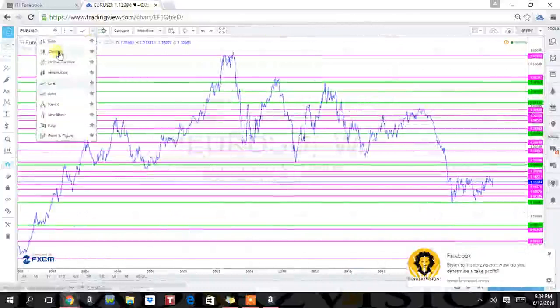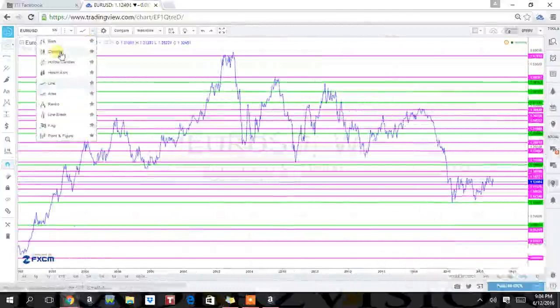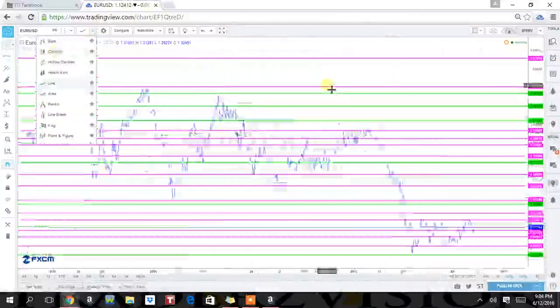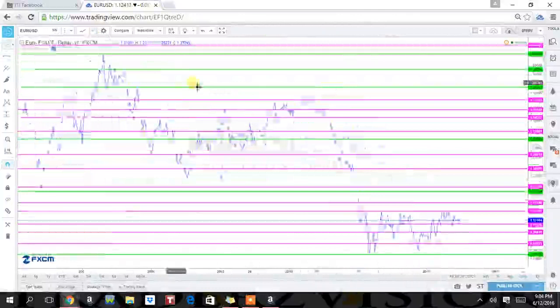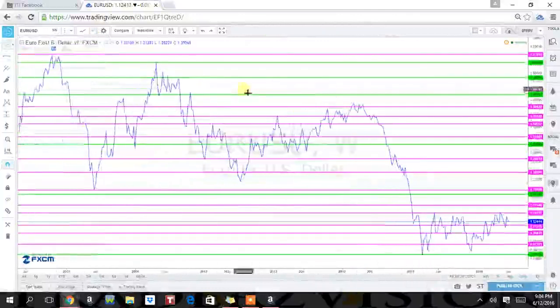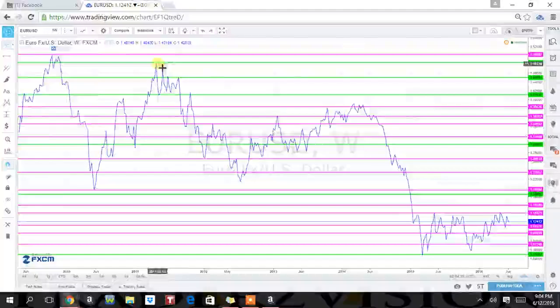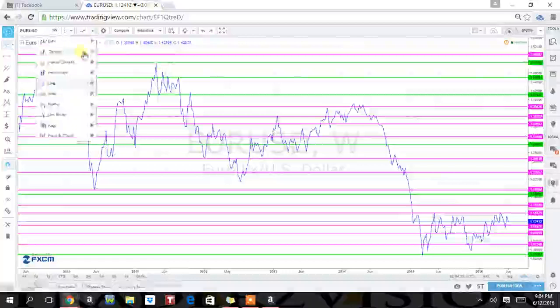How do you determine a take profit? Okay, Brian, I determine a take profit based on where the next support resistance zone is. Let me zoom in. For an example, let's say I see price has failed at this resistance area. I would know where to put my stop loss and my take profit based on the support and resistance zones.